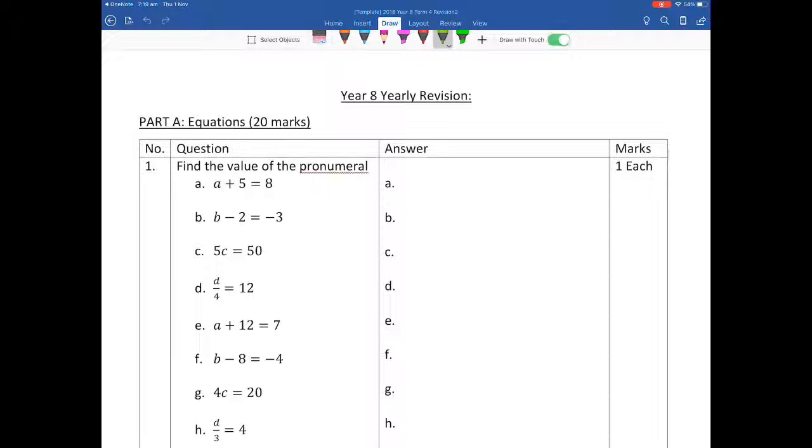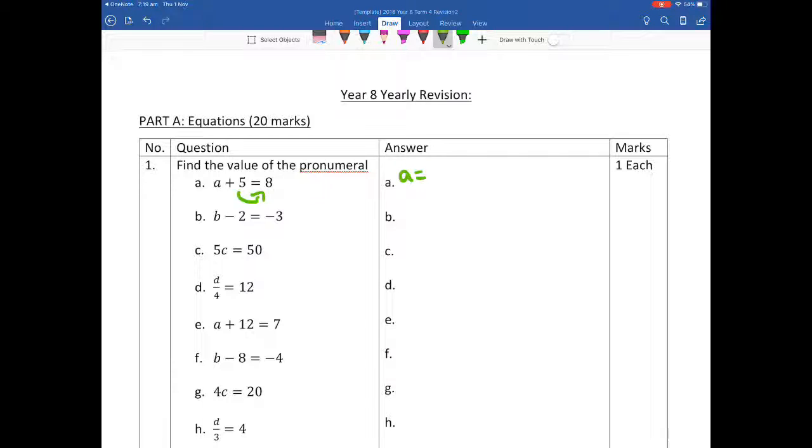Alrighty guys, this is the first part of your revision. You're looking at the equations section. First ones, you've got one-step equations. To get A on its own, you take a 5 away, so A equals 8 minus 5, which is of course 3.